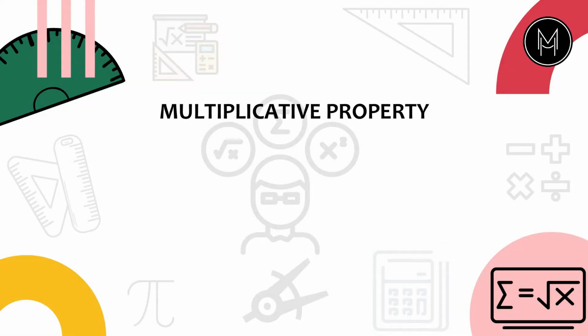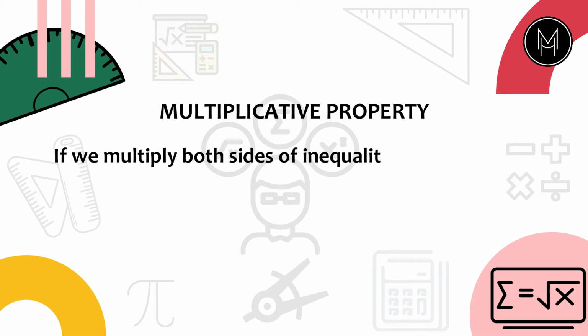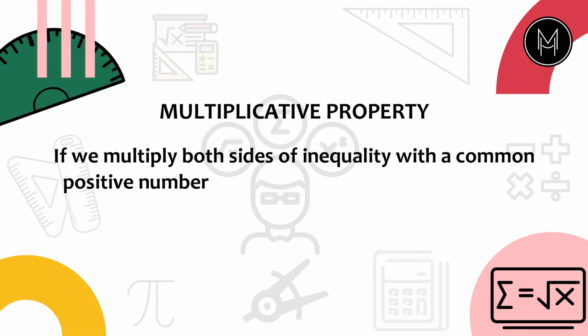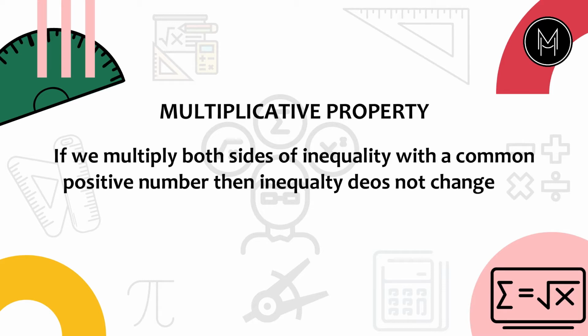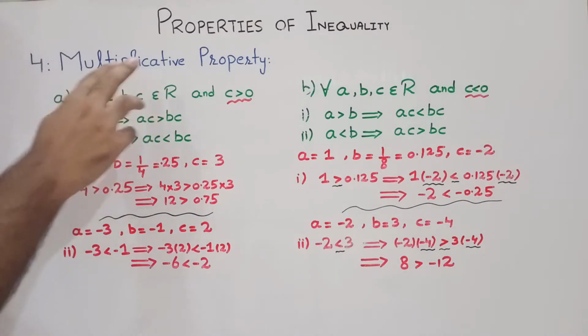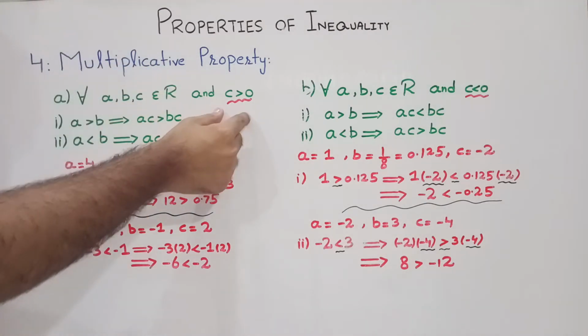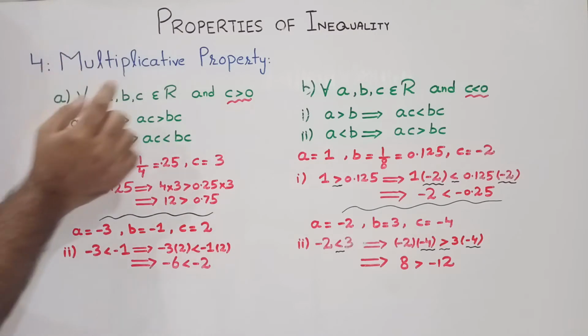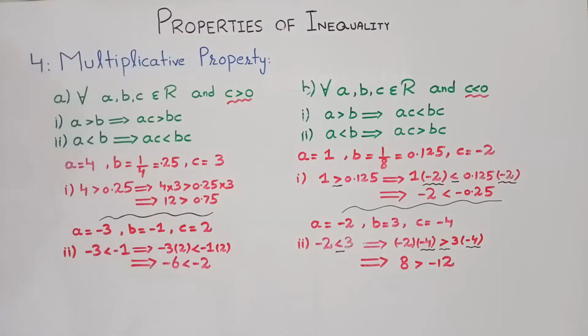For part A, multiplicative property says if we multiply both sides of an inequality with a common positive number, then the inequality does not change its direction. Let we have three real numbers a, b and c. But there is one condition for the first part: c should be greater than 0, meaning c should be positive.